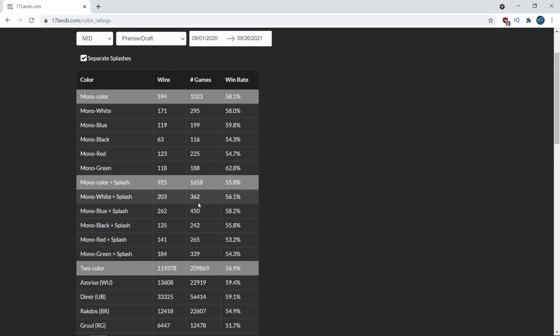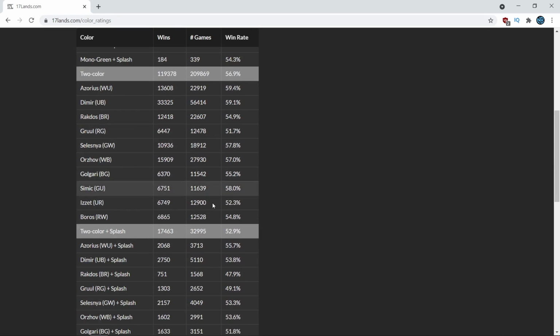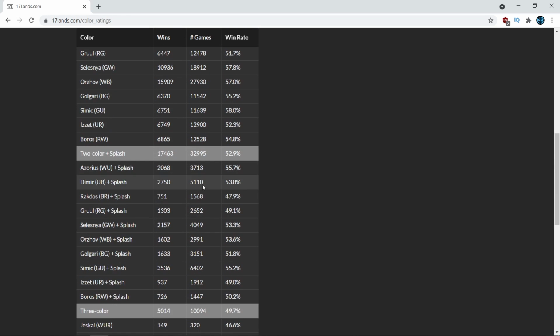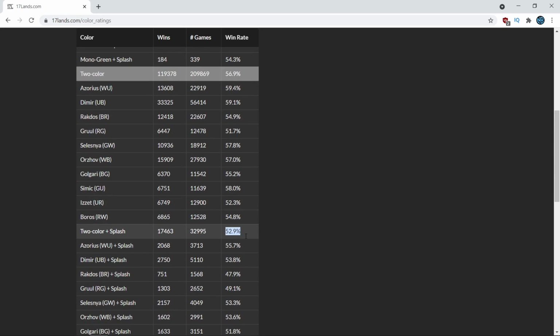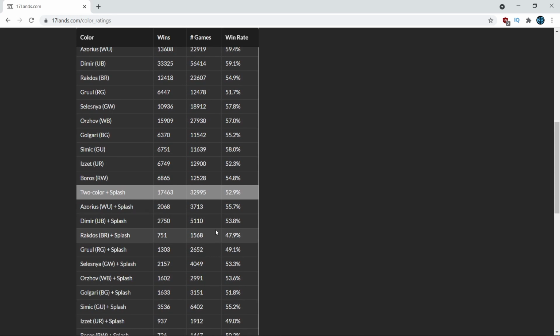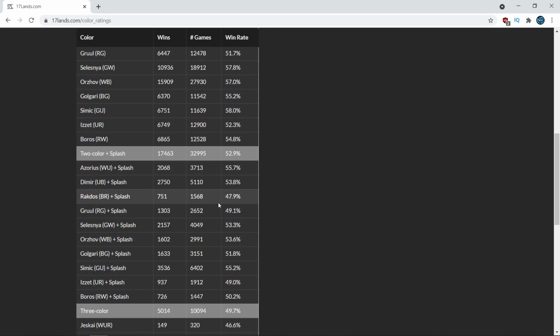Monocolor plus splash, monocolored decks, the low number of games played means that you can't really look at that data. Again, very interesting to see just two color plus a splash being such a big hit, especially in some of these color combinations. This just kind of further reinforces the idea that an aggressive deck doesn't really want to splash.